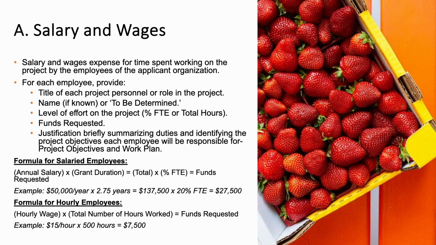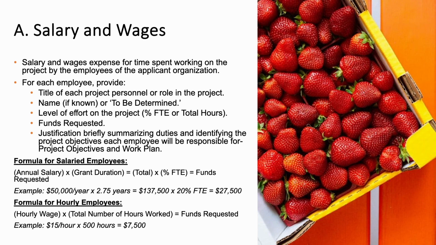Finally, enter the funds requested for the individual. Below the table, provide a justification for each employee listed. Briefly summarize their duties and identify the project objectives that each employee will be responsible for completing. Include the objective numbers from the project objectives and work plan template. It is important to note that every person who will be paid with grant funds must be responsible for activities and included in the project objectives and work plan.